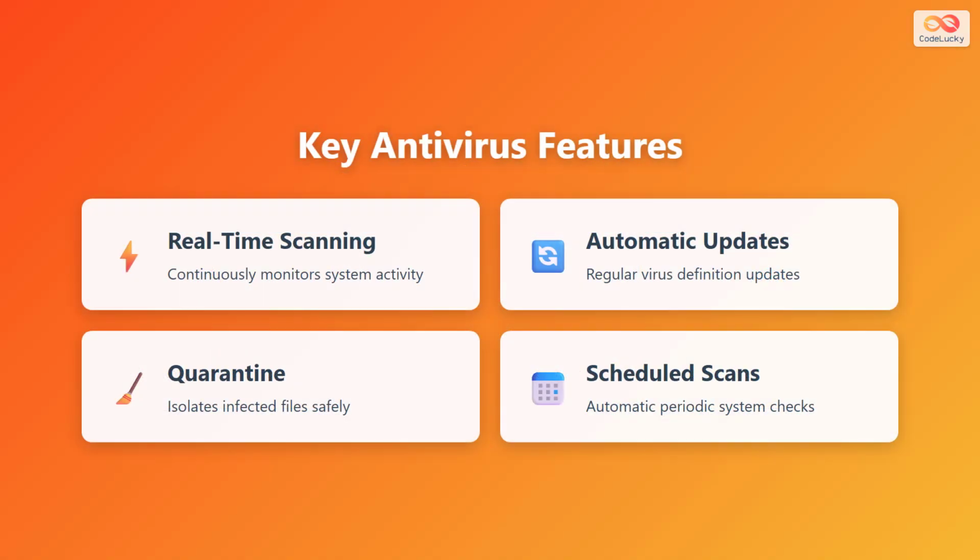Modern antivirus software includes several important features. Real-time scanning continuously monitors your system activity as you work, checking files as they're opened or downloaded. Automatic updates ensure your antivirus has the latest virus definitions to protect against new threats. The quarantine feature isolates infected files safely, preventing them from causing harm while allowing you to review them. Scheduled scans perform automatic periodic system checks, typically when your computer is idle, to thoroughly examine all files.